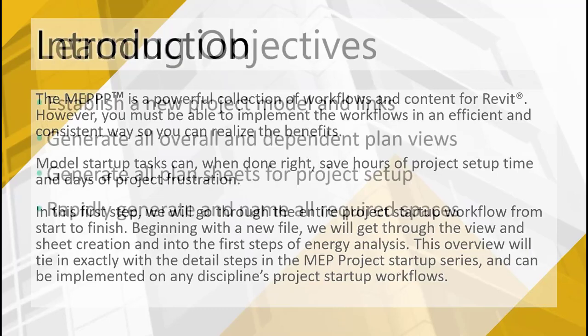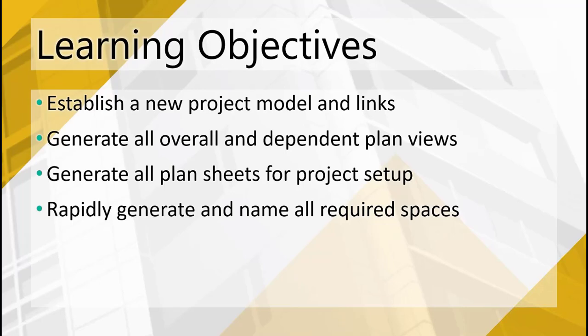So this is the exact process we're going to go through. And I'm going to talk about each of these bullet points before I do them in detail so you know what's about to come. So we're going to establish a brand new project, and that brand new project is going to have an architectural model linked into it. Now, you could link more, but we're going to talk about just the architectural model today.